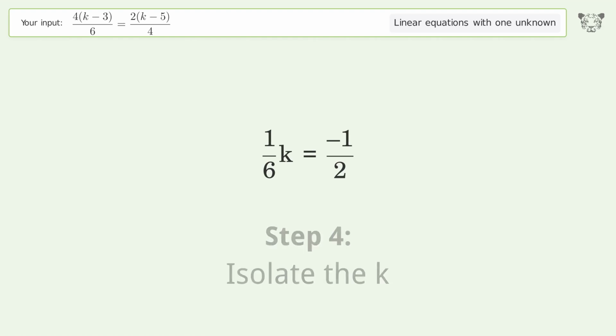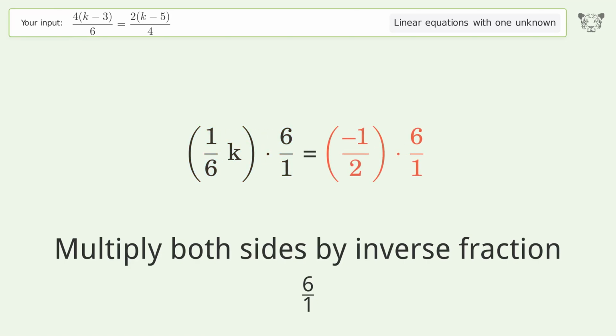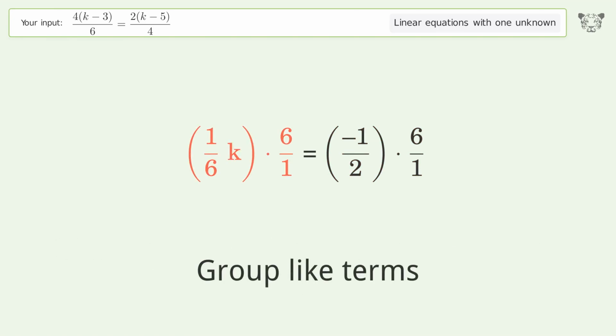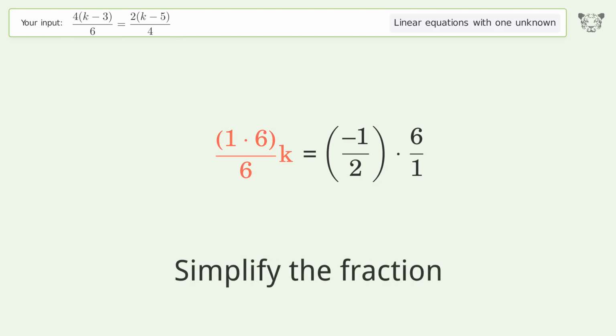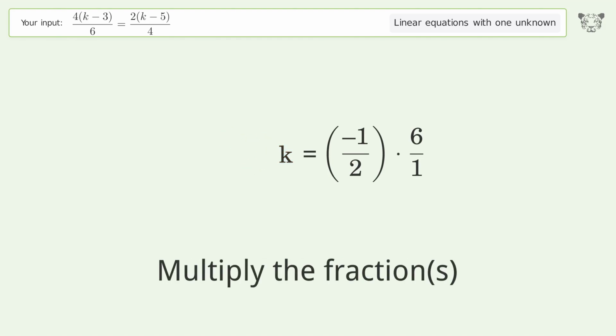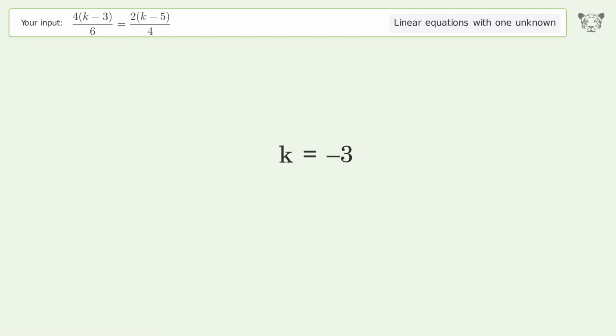Isolate the k. Multiply both sides by inverse fraction 6 over 1. Group like terms. Multiply the coefficients. Simplify the fraction. Multiply the fractions. Simplify the arithmetic. And so the final result is k equals -3.